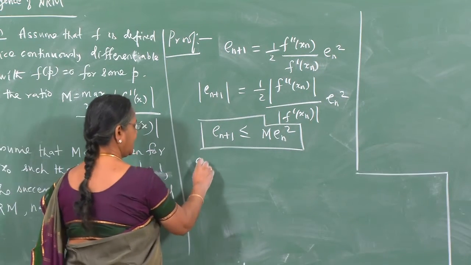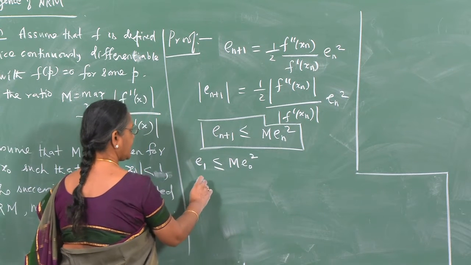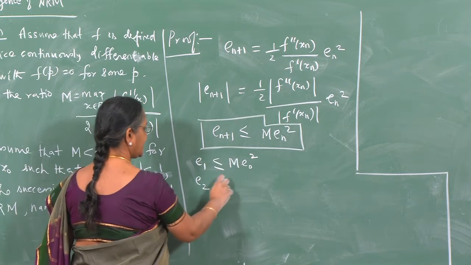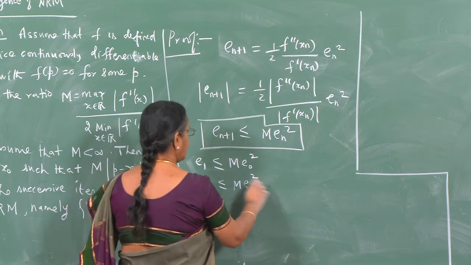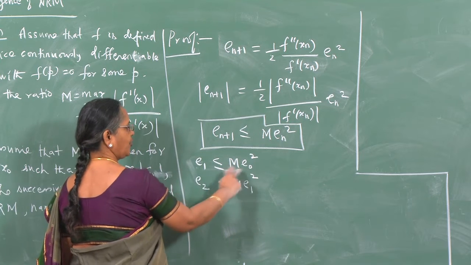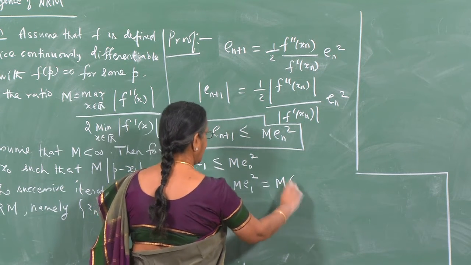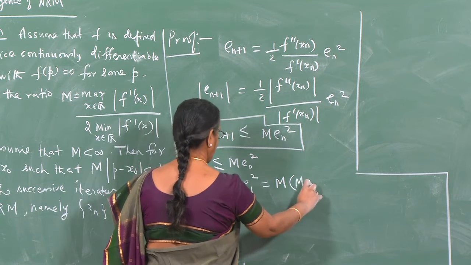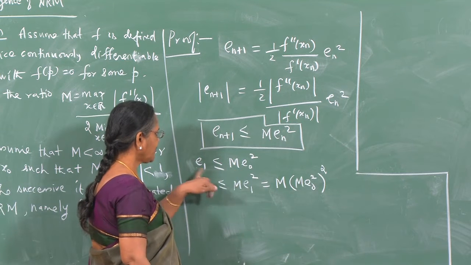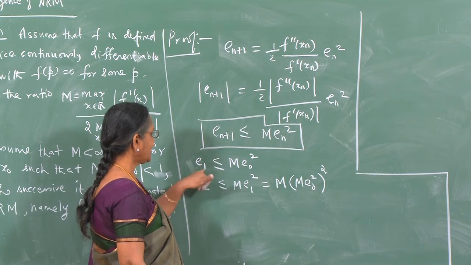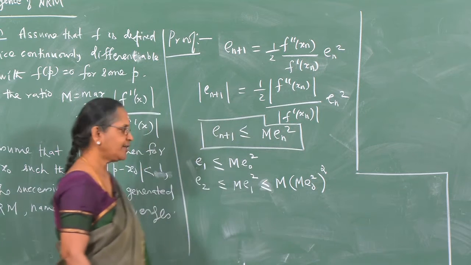Let us now obtain E1, that is less than or equal to m E naught square. Then E2 is less than or equal to m E1 square. But I know E1 is less than or equal to m E naught square. So, this will be m into m E naught square the whole square. So, I have substituted for E1, and so I will have this inequality.